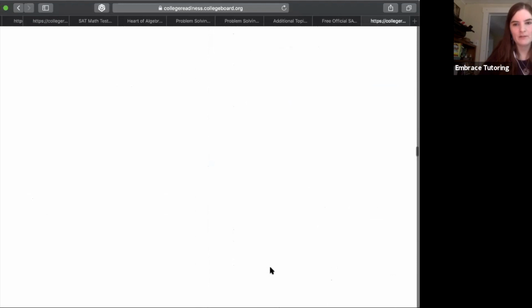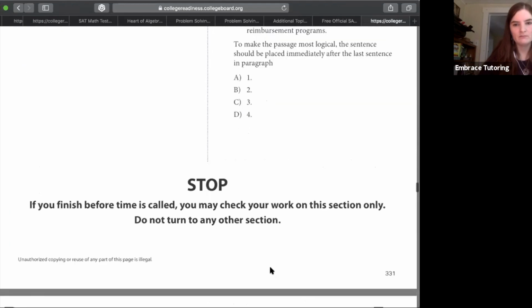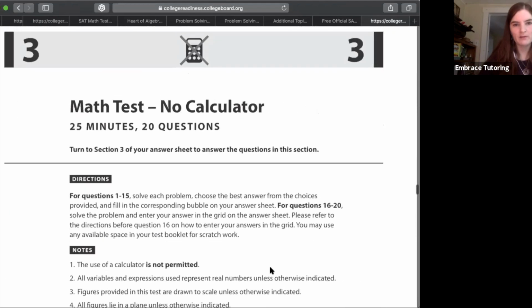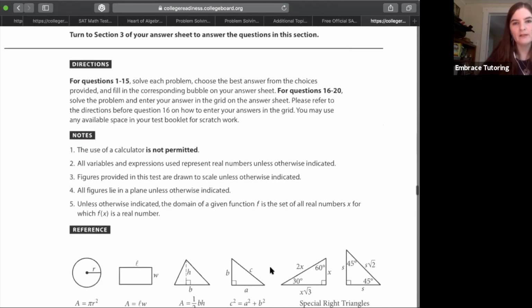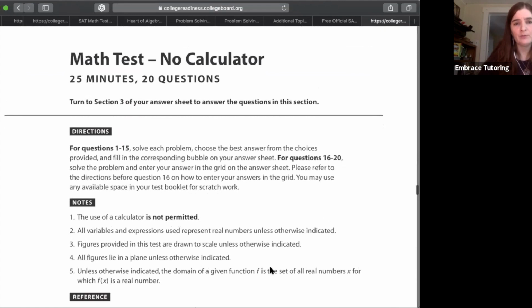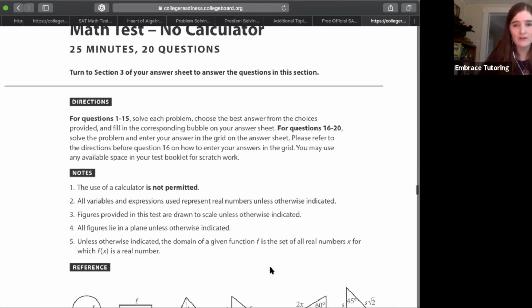I'm just trying to get to the math section. No calculator section. Okay. So everyone really should be familiar with the directions for the math sections because it's pretty much the same kind of question, kind of instructions for the calculator and non-calculator section. The only difference is whether you can use the calculator, really.